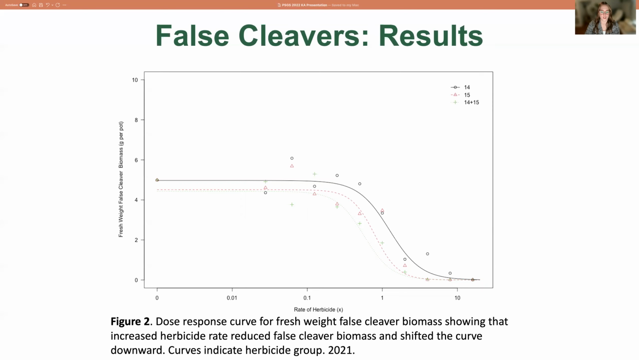Looking at the figure here, increasing herbicide rate resulted in a reduction in false cleaver biomass, and all of the herbicide groups followed a similar trend in their regression lines when plotted for biomass reduction, being relatively parallel to one another.